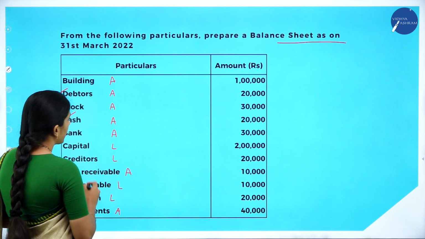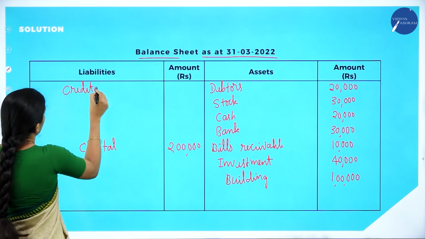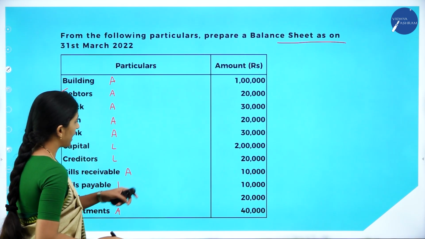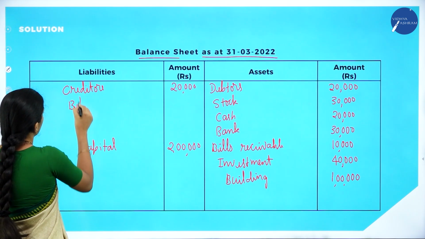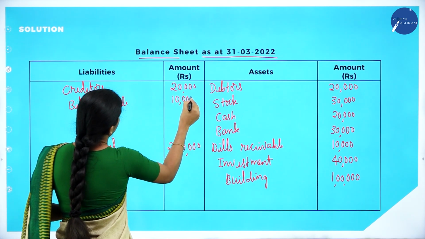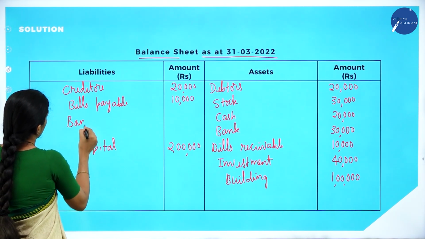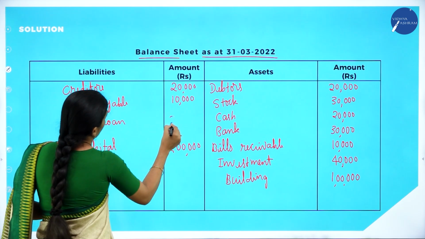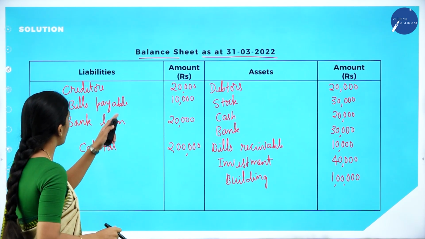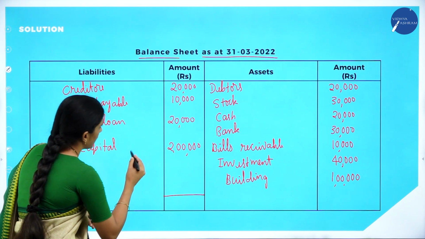Next we shall write creditors. Creditors is 20,000. After creditors, we have bills payable 10,000. Then we have bank loan 20,000. How many liabilities are there? 4 liabilities. So all the 4 liabilities are done. So the total is 2 lakh, 2 lakh 20, 2 lakh 50,000.